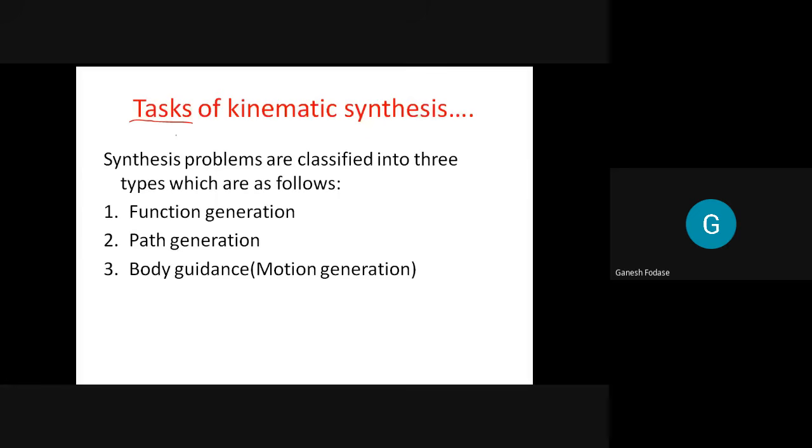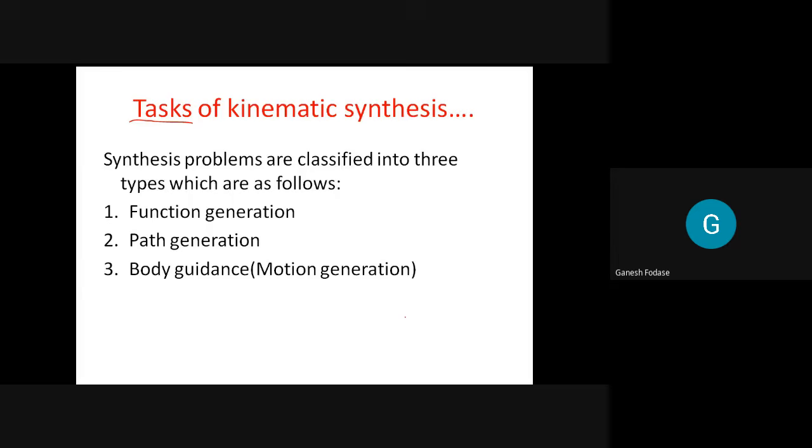Remember, a task may sometimes also be called the classification of synthesis problem. It can be asked like this: classify synthesis problem, or explain classification of synthesis problem. So it is nothing but the tasks of kinematic synthesis. Generally a synthesis problem is classified into 3 types: function generation problem, path generation problem, and body guidance. Body guidance is sometimes also called motion generation.